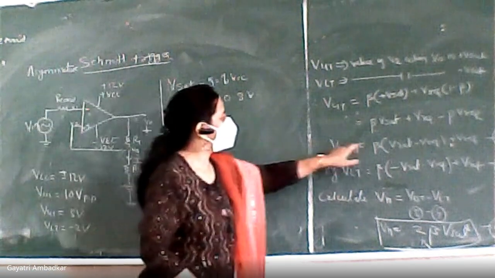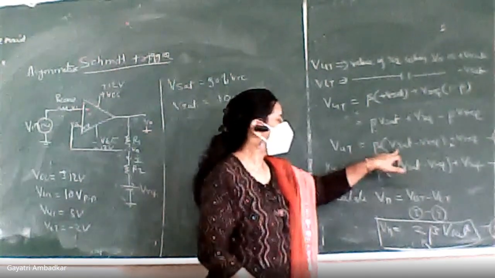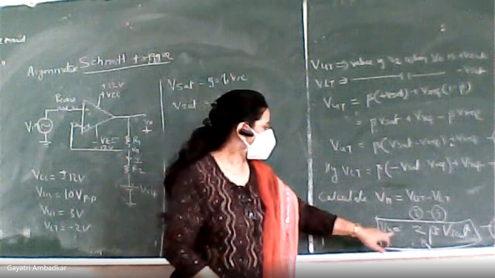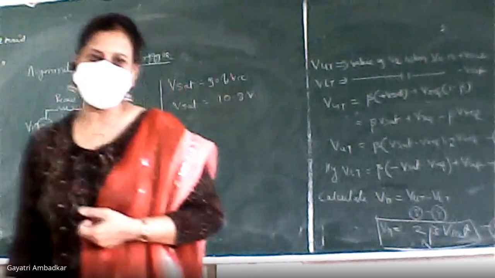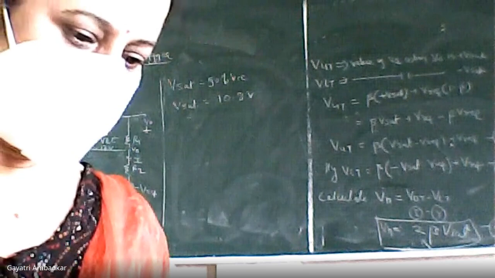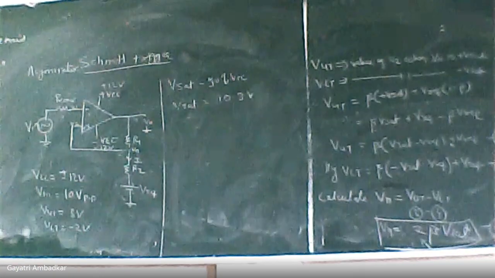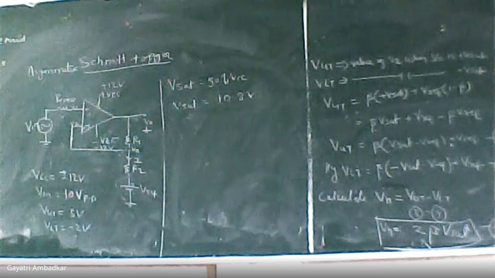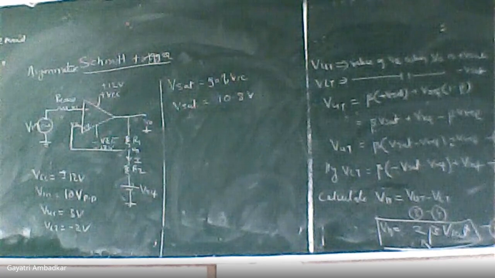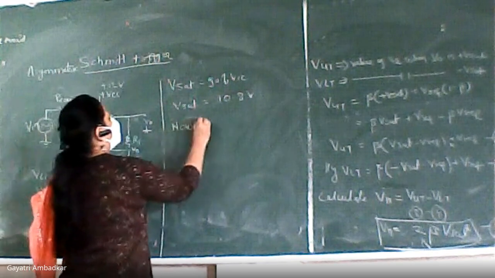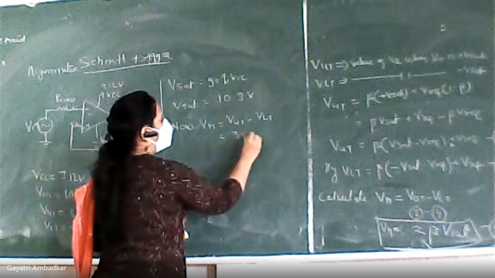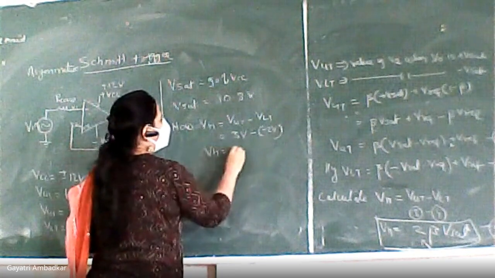Now next step. VUT is beta VSAT minus VREF. So you know VSAT, but beta and VREF both are unknown to you. So can I go for equation 5? VH is equal to 2 times beta into VSAT. Okay, hysteresis voltage. So what is hysteresis voltage? But what is it actually? VUT minus VLT. What is VUT given to you? 3 volts minus what is VLT given to you? 2 volts. So VH is equal to 5 volts.